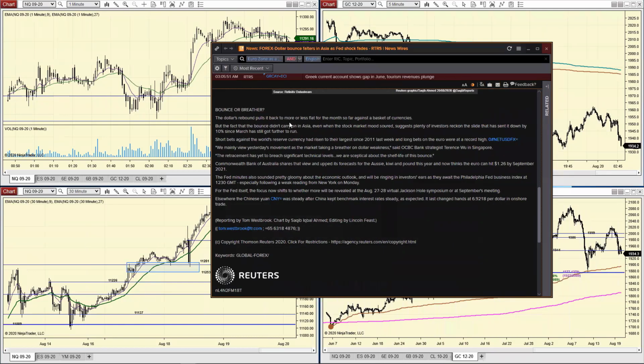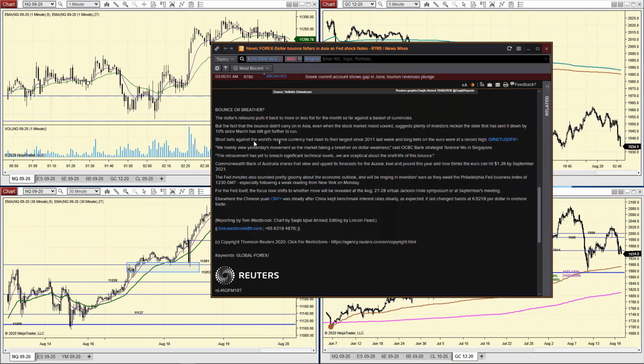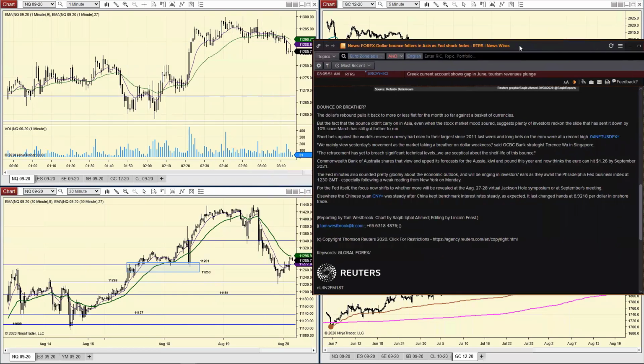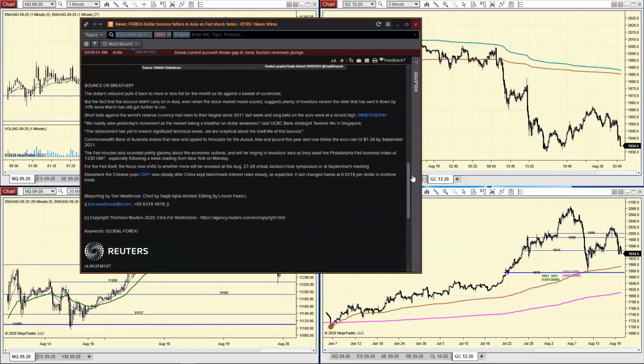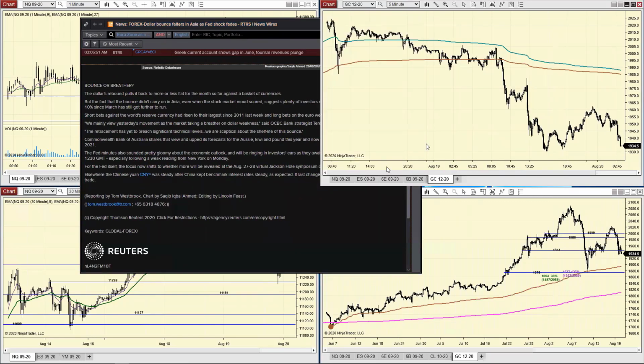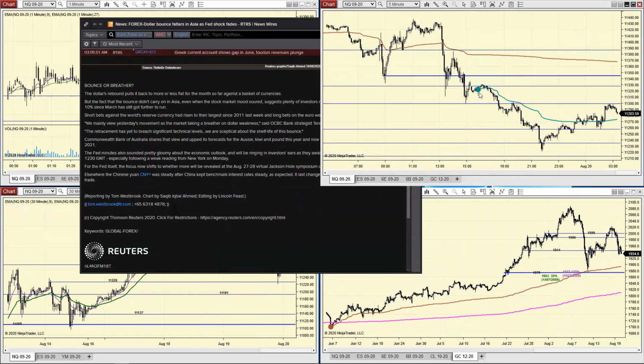The dollar's rebound pulls it back to more or less flat for the month so far against a basket of currencies, but the fact that the bounce didn't carry in Asia, even when the stock market soured, is true because, as I mentioned, in Asia we continued to go on and pare back. And as I mentioned, I was short and I was able to cover at far better levels than where we are on the close. You see it right in here, and look how far we dipped back.